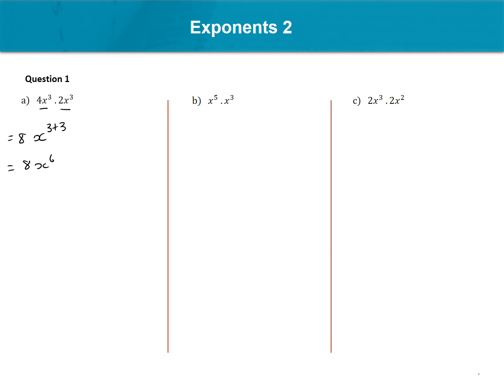B reads x to the power of 5 times x to the power of 3. So the same thing, we have the same variable, which means we can add our exponents. X to the power of 5 plus 3 equals x to the power of 8. Question C, same thing, we both have an x as our variable, but we have coefficients of that, which means we need to multiply them. So 2 times 2 is 4, and then we have x to the power of 3 plus 2 equals 4x to the power of 5.